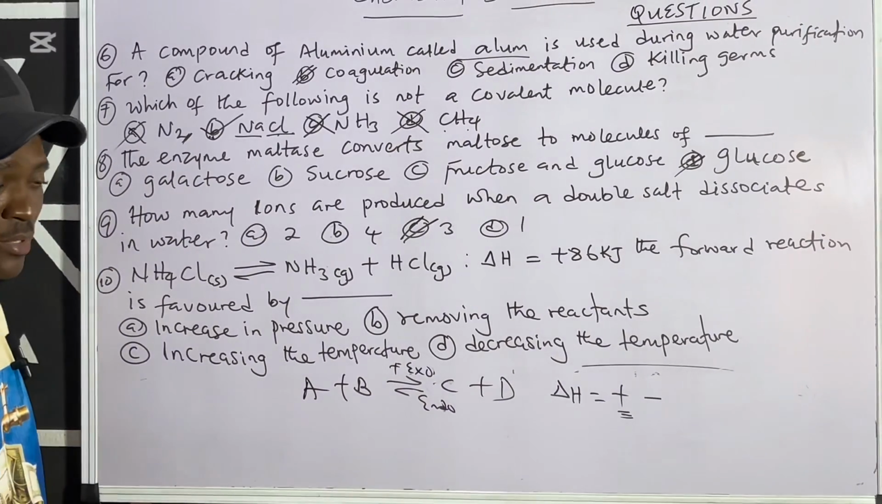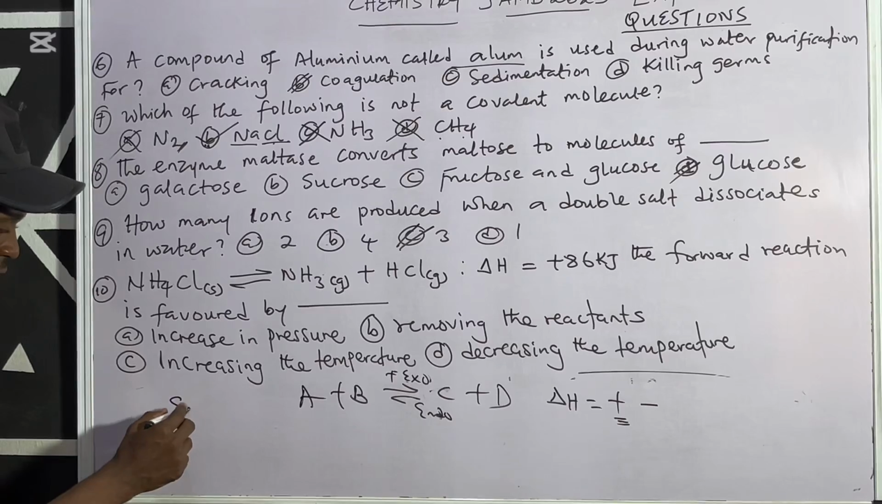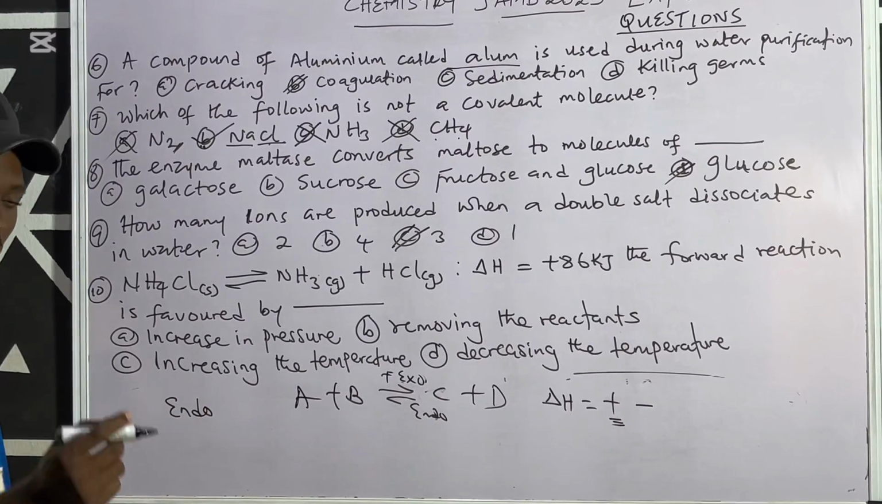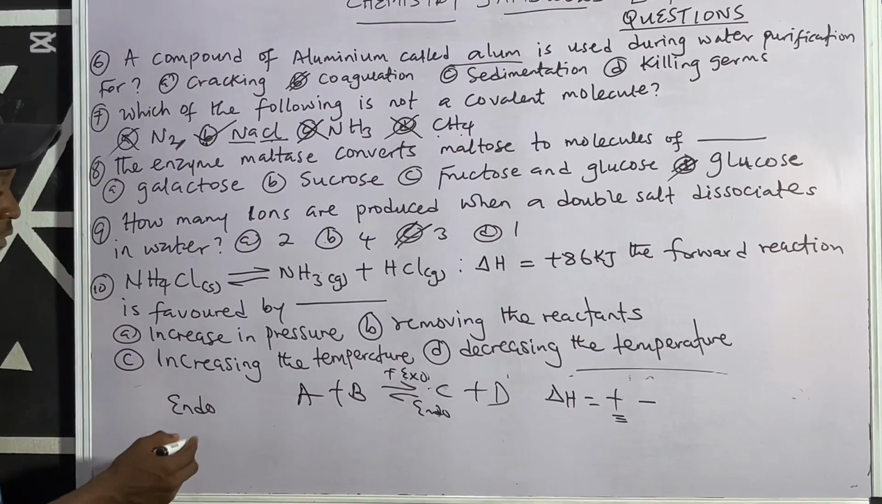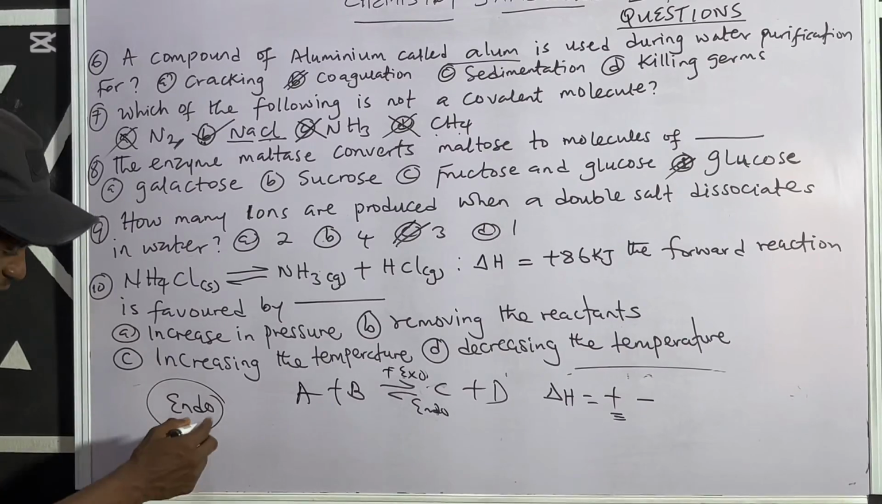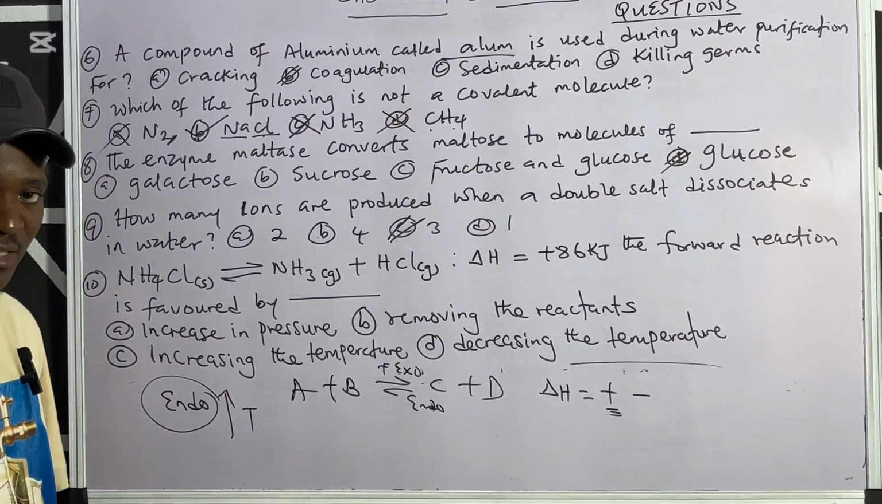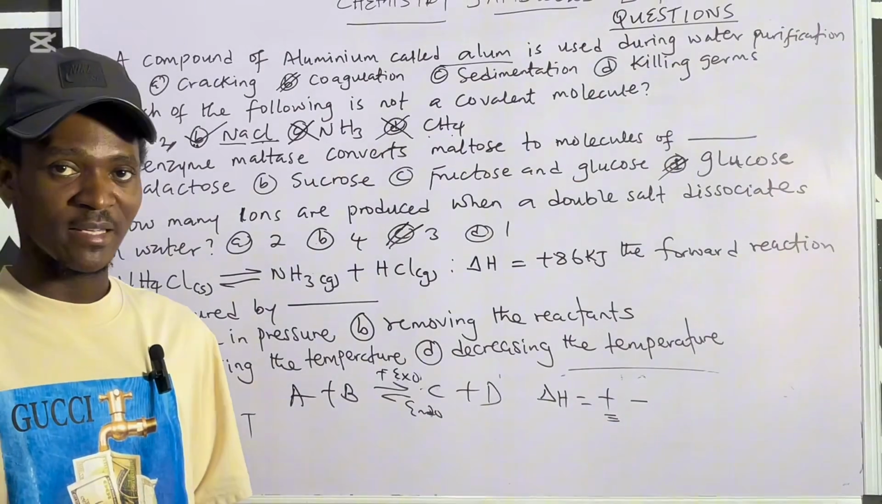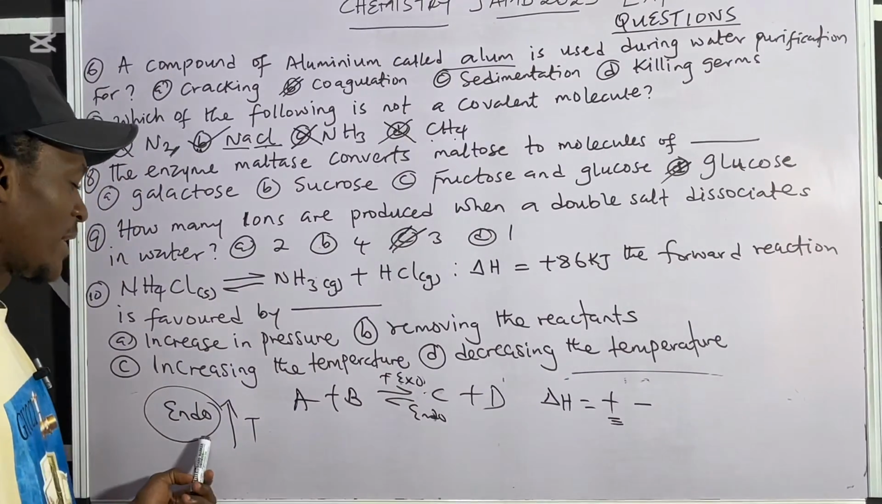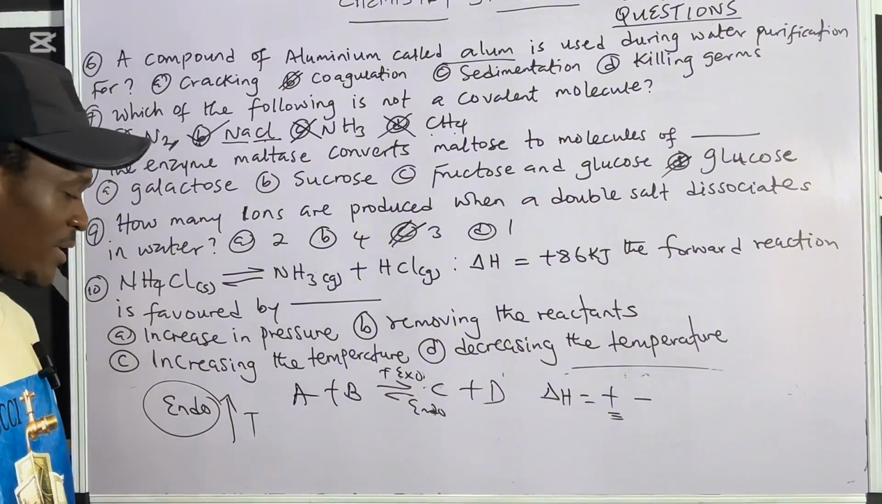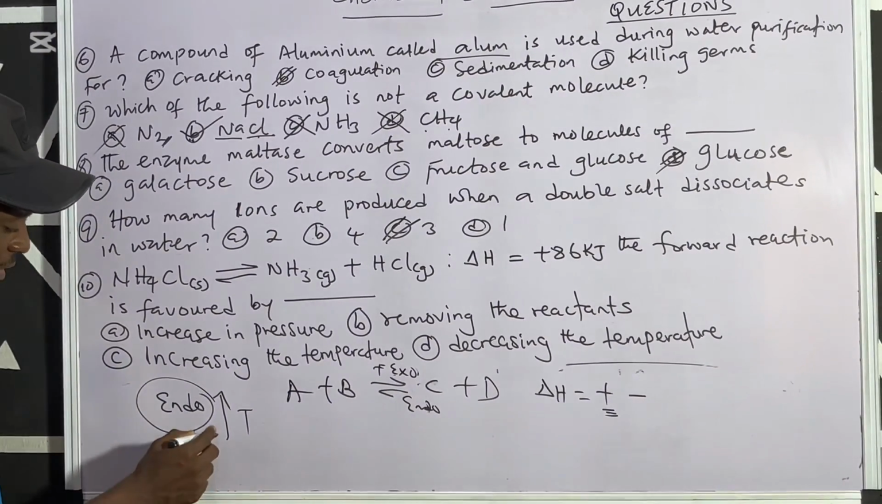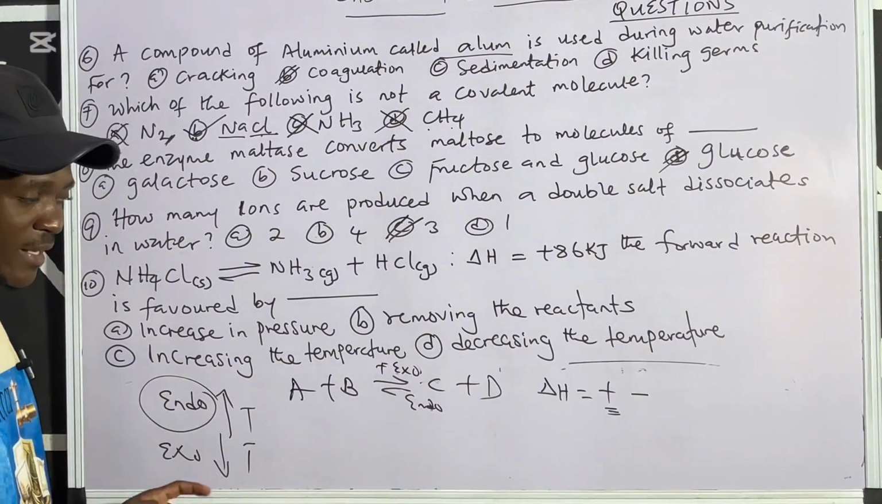And one thing that you need to know is this, that endothermic reactions, they involve the gain or the absorption of heat, meaning that what will favor endothermic reaction is what? Increase in temperature. Why? Because endothermic loves heat. So when you raise temperature, you are applying heat in the process. So it means that an increase in temperature favors endothermic, while for exothermic, a decrease in temperature favors exothermic.